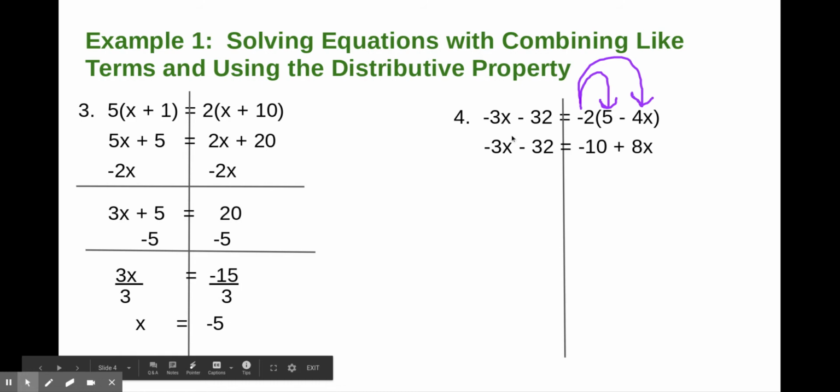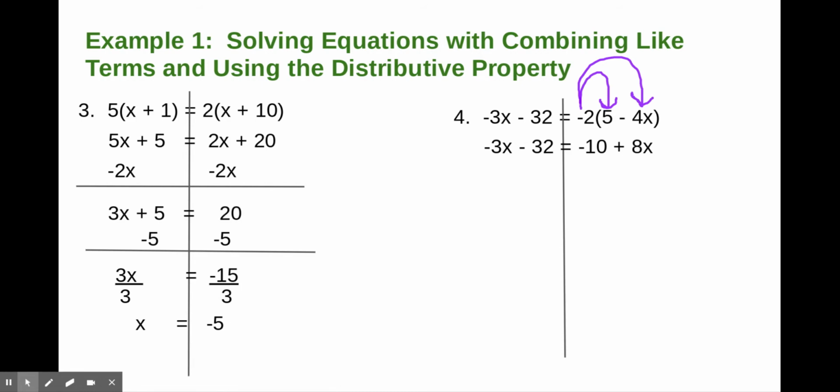Now, what's our next step? Should I add or subtract? Do I do another distributive property? Do I combine like terms? Well, if you look here on the left side, there's nothing I can combine, and on the right side, there's nothing I can combine. So I can't do my step 2. That's not needed. So now my step 3 is the baby bear, mama bear step.